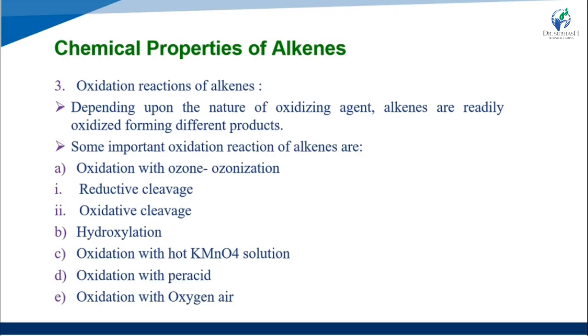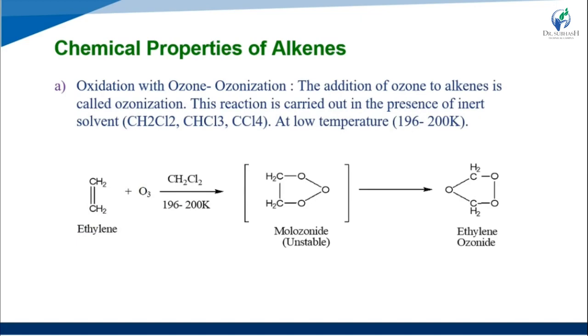hydroxylation, then oxidation with hot KMnO4, then oxidation with per acids, and then oxidation with oxygen and air. The oxidation with ozone, the ozonization process, also includes reductive agents and oxidative agents. The addition of ozone to alkenes is called the ozonization process.